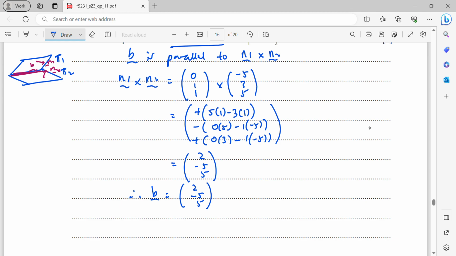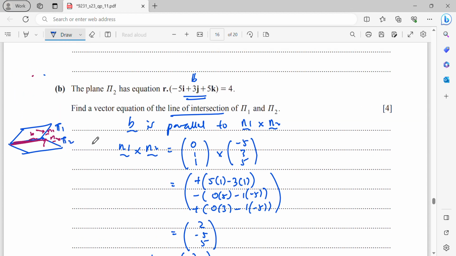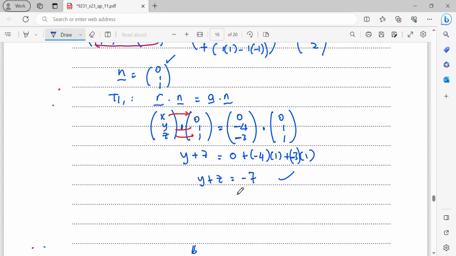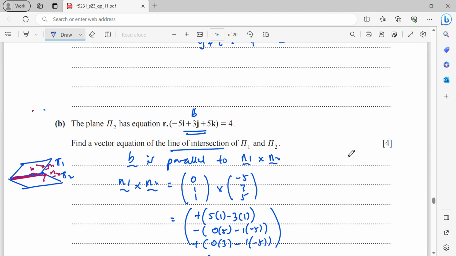Because it is parallel. So now I need a point from the line of intersection. The point can be found by solving the pi 1 and pi 2 equations. I will solve the Cartesian equations. So the first Cartesian equation is y plus z equals minus 7.